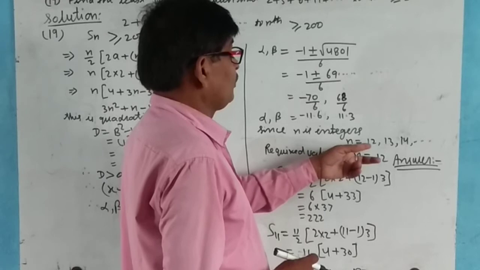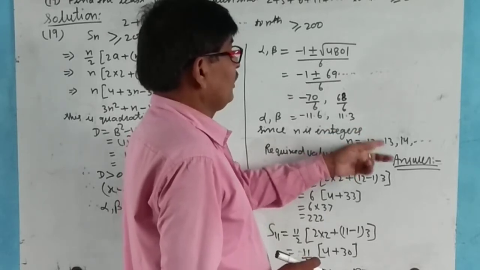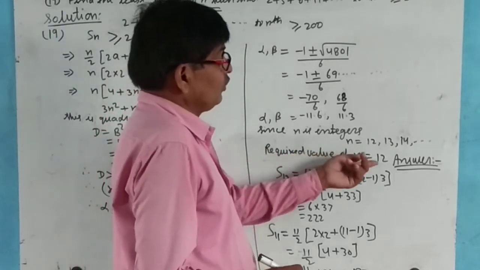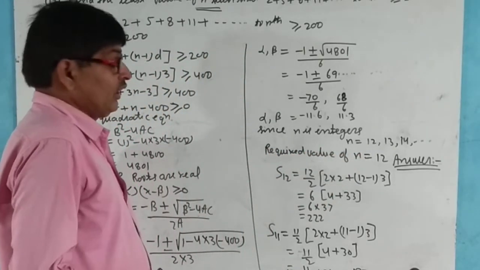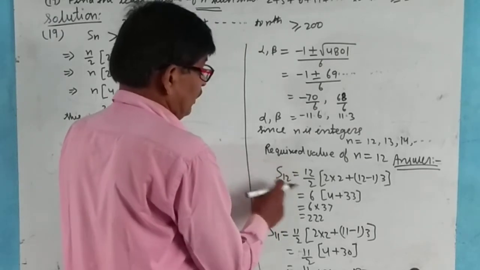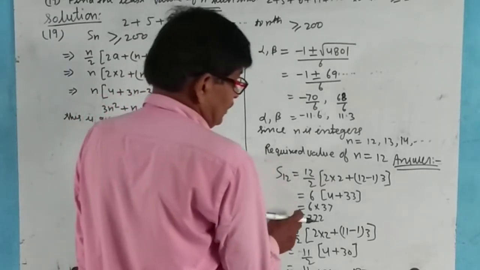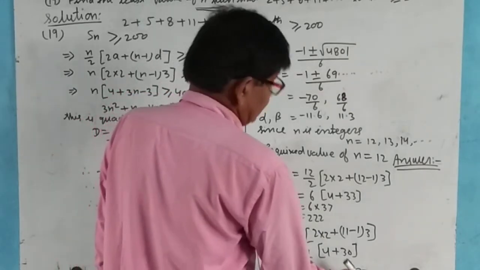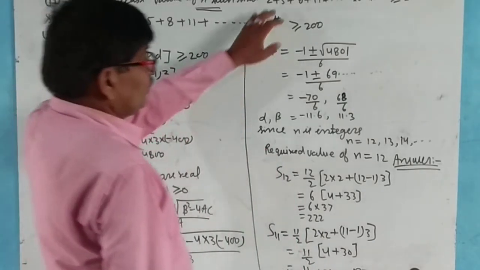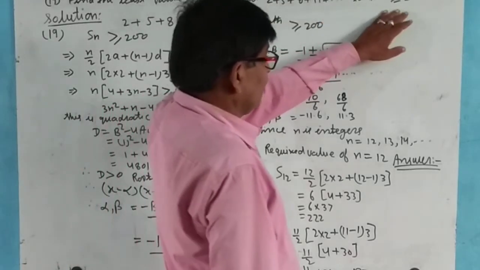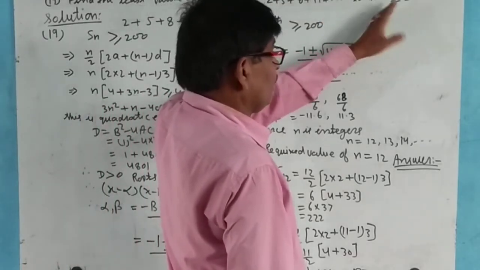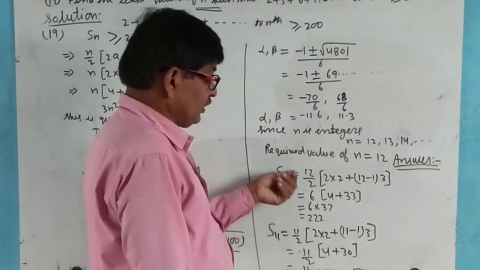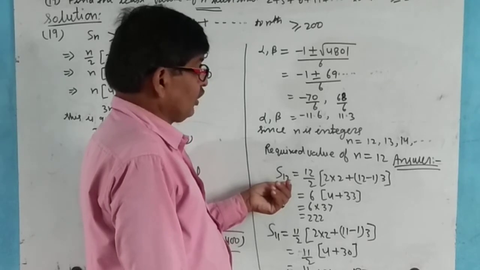Required value of n is 12. After that 12, 13, 14. So the required value of n is equal to 12. I will check it. If we calculate the sum of 12 terms, this is 222, and the sum of 11 terms is 187. According to this question, the sum must be greater than or equal to 200, so 11 terms is impossible, so this is the least possible number of terms.